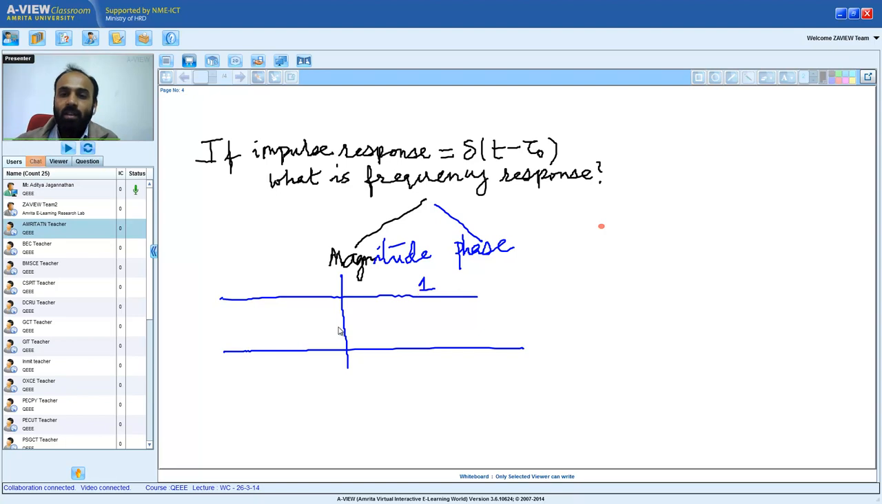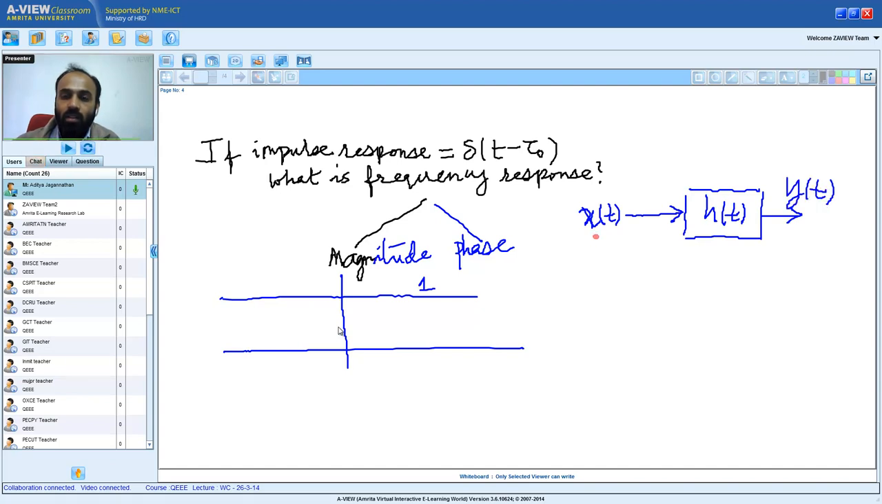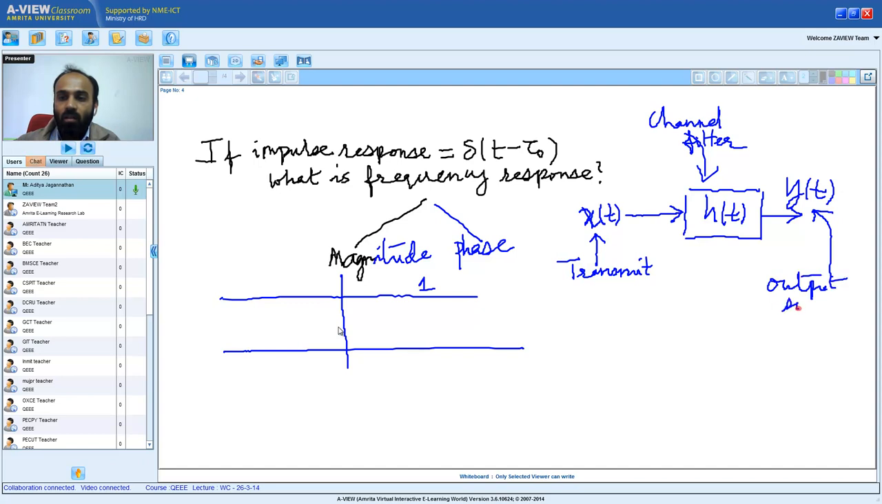Now let's say I am transmitting a signal x(t) through this wireless communication system. I transmit x(t), it goes through h(t), and what I get is y(t). This is the transmit signal x(t), this is the channel filter h(t), and this is the output signal y(t). What is the relation between x(t), h(t) and y(t)?